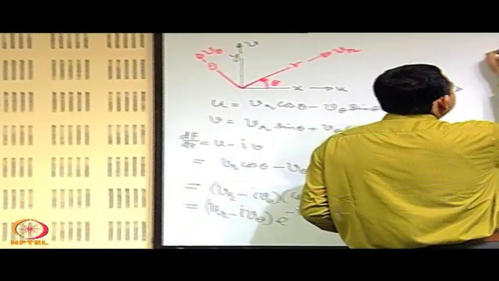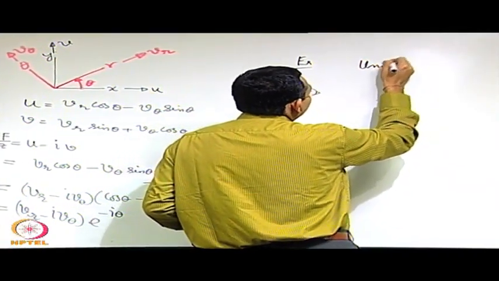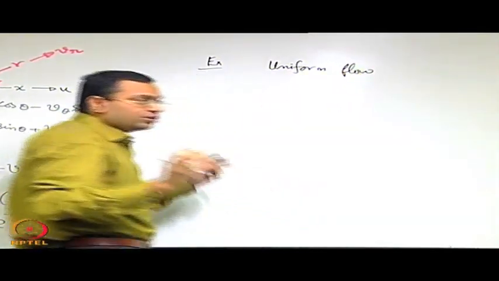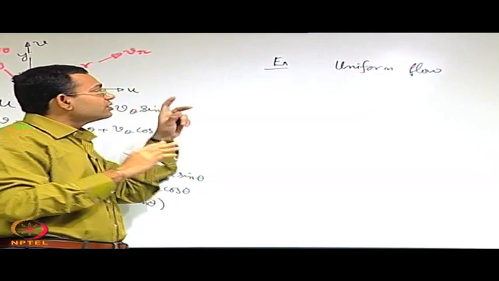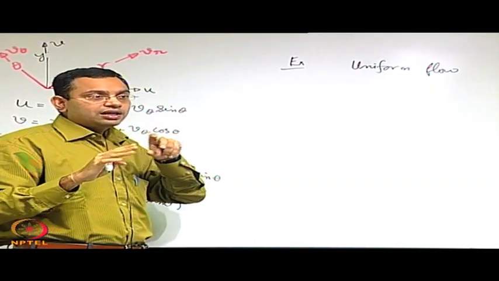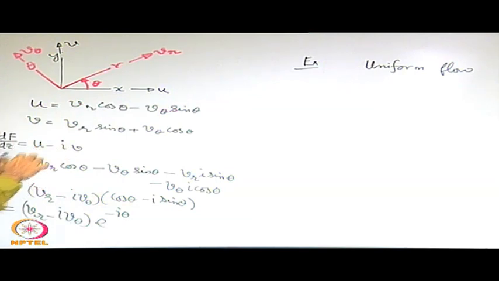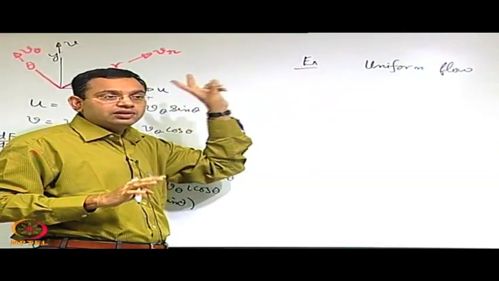So the first example, say our objective is to generate a uniform flow. You have to keep in mind what our objective is. Our objective is to generate mathematically some physical flows by finding out the proper expressions of the capital F function. All these flows are inviscid and irrotational types of flows.